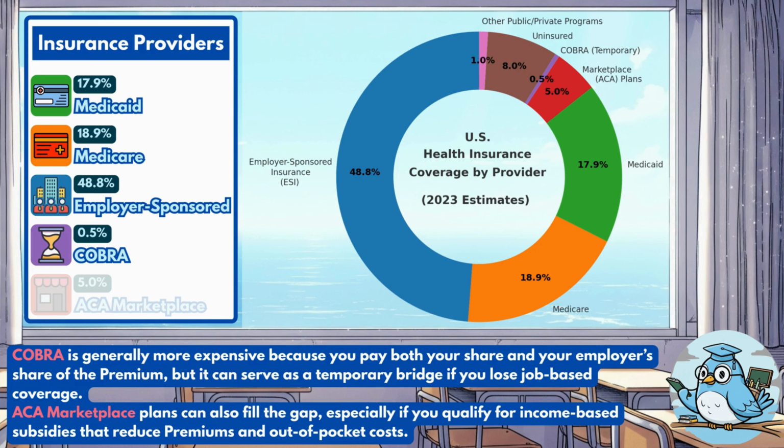COBRA is generally more expensive because you pay both your share and your employer's share of the premium, but it can serve as a temporary bridge if you lose job-based coverage. ACA Marketplace plans can also fill the gap, especially if you qualify for income-based subsidies that reduce premiums and out-of-pocket costs.